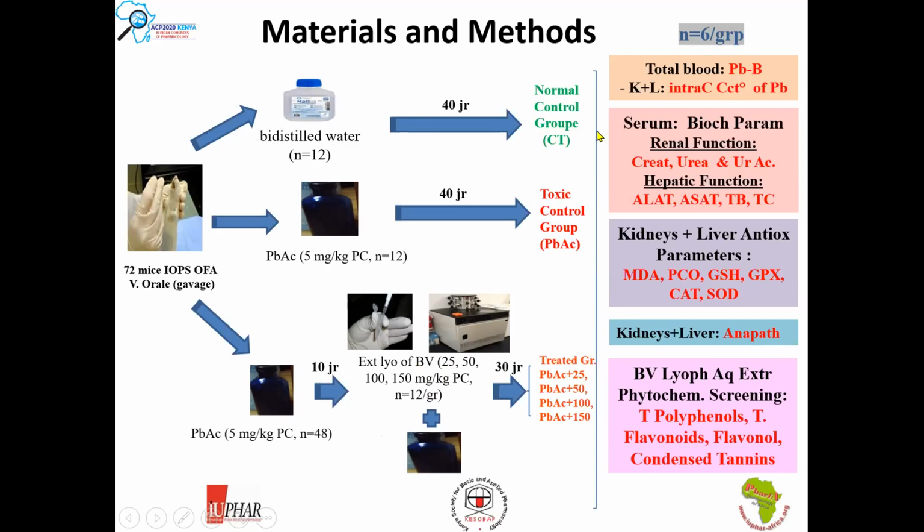The parameters evaluated were the body burden, the intracellular concentration of lead in kidney and liver, and biochemical parameters determining renal function, creatinine, urea, and uric acid, and hepatic function, ALAT, ASAT, total bilirubin, and total cholesterol. The parameters of antioxidant activity in kidney and liver were MDA, PCO, GSH, and the antioxidant enzymes GPX, catalase, and SOD. We did an anatomopathological assessment of kidney and liver, and finally, for the BV lyophilized aqueous extracts, we did phytochemical screening for the content of total polyphenols, flavonoids, flavonols, and condensed tannins.